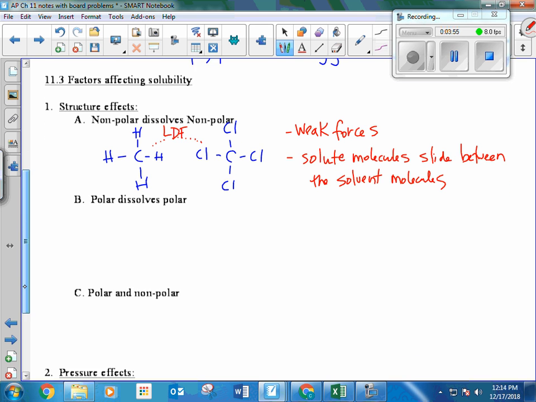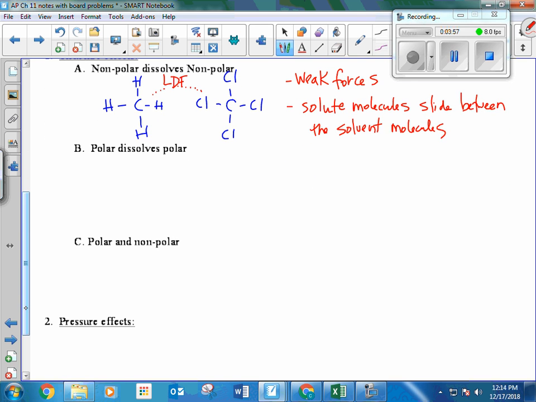Now in step B, or letter B here, it says polar dissolves polar. I hope that you're thinking water is polar, and that should be your number one example. Polar dissolves polar, so we could have water as one of our examples. And here is polar water. I can see that it has uneven charges on each side. And then I could take a look at hydrochloric acid. So again, we know that water, this is slightly positive, this is slightly negative, slightly positive.